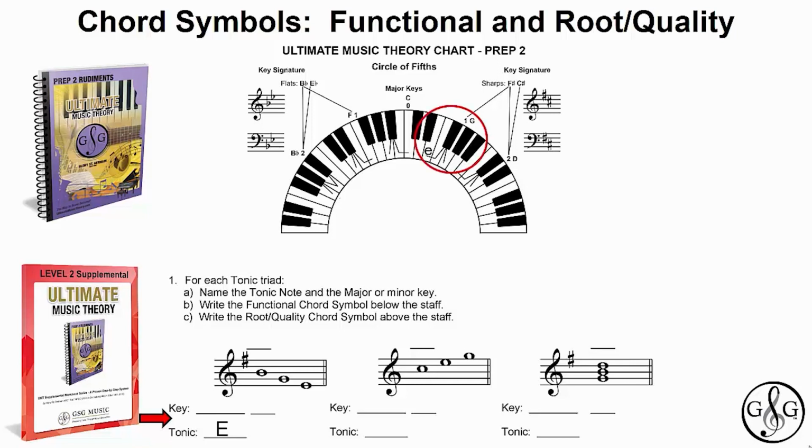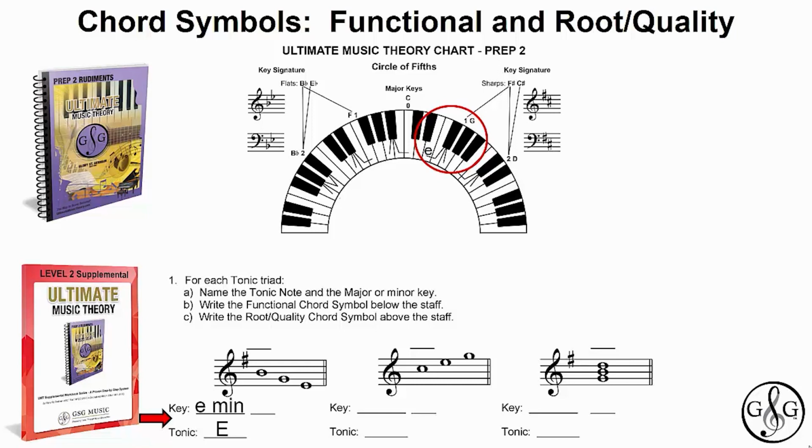G major's relative minor is 3 half steps lower, E minor. So since the tonic is E, the key is E minor. When writing a minor key, we use a lowercase letter e.